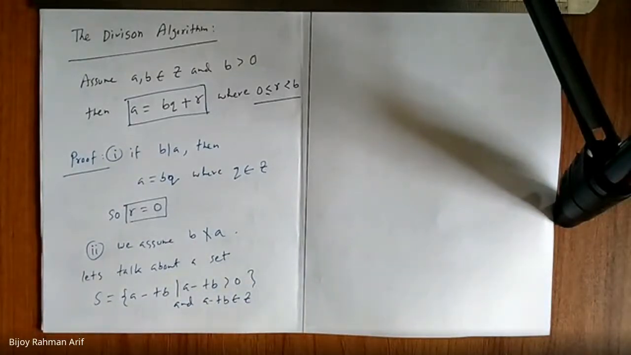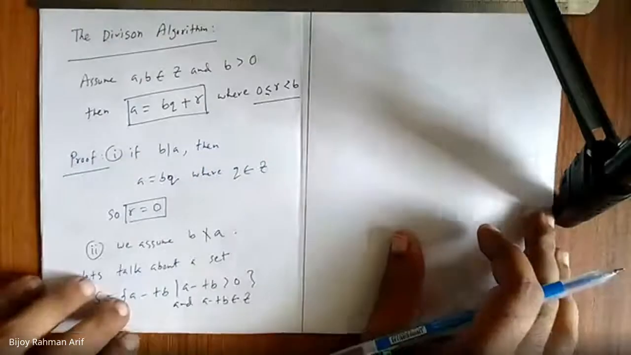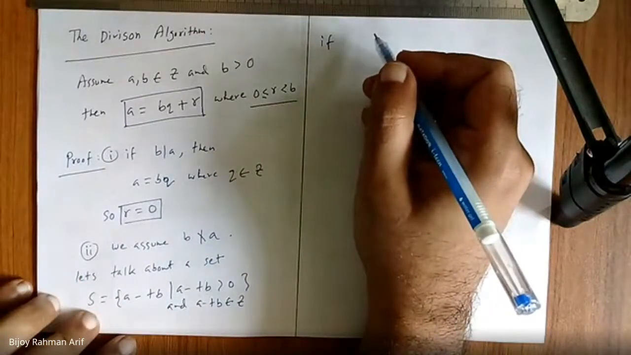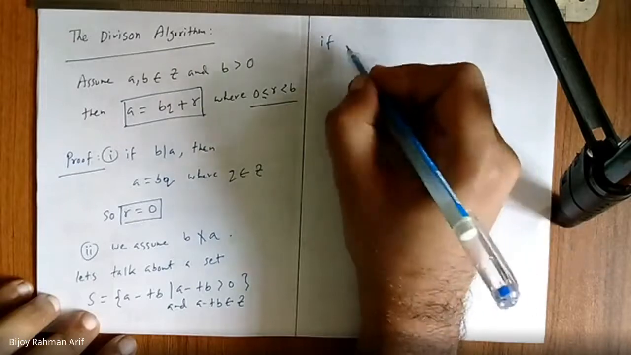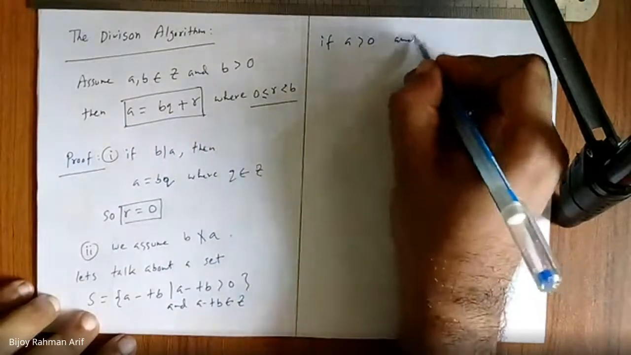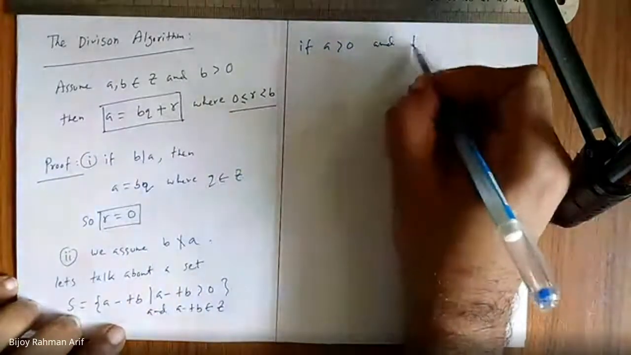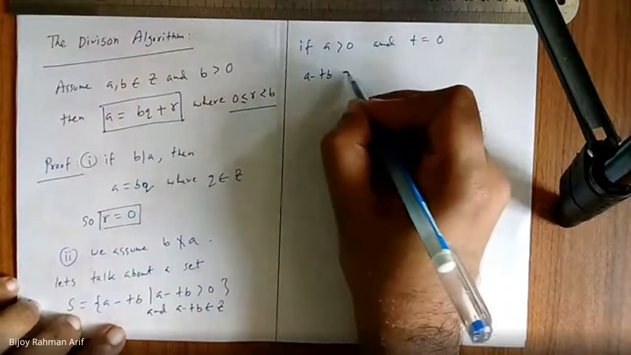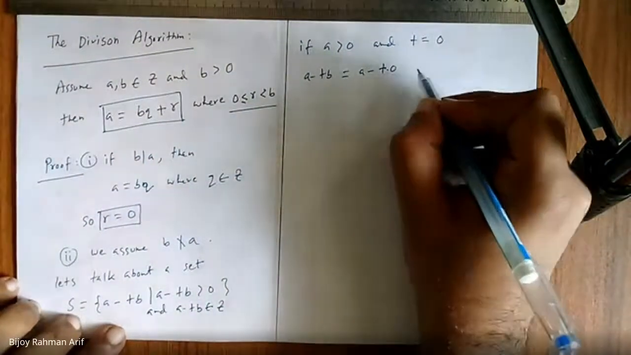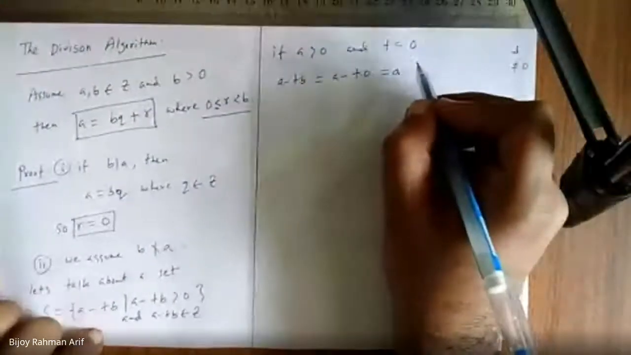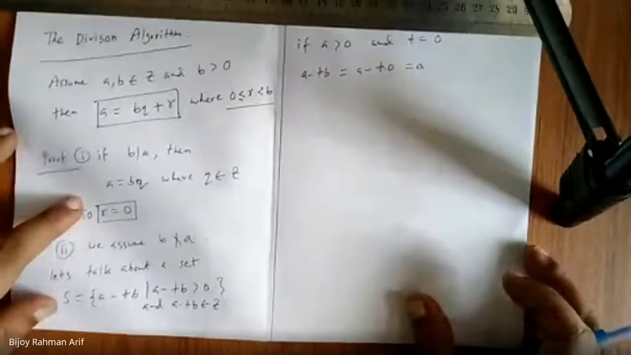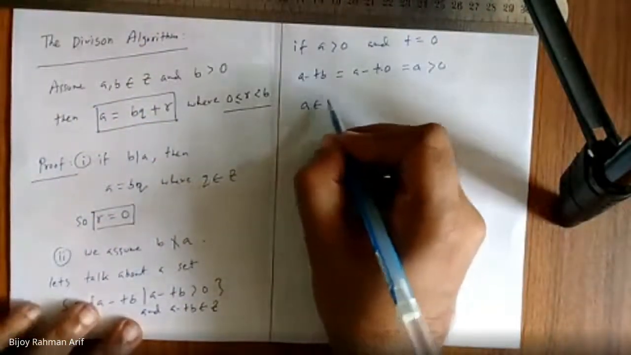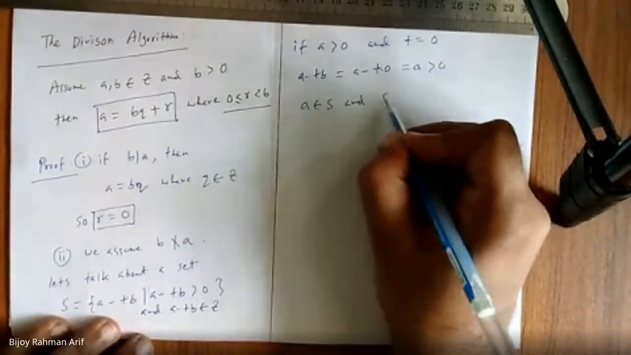So what can you do? If A is greater than 0 and T equals 0, A minus T B is equal to A minus 0, which is nothing but A. It is greater than 0, which means A belongs to S and S is not empty.